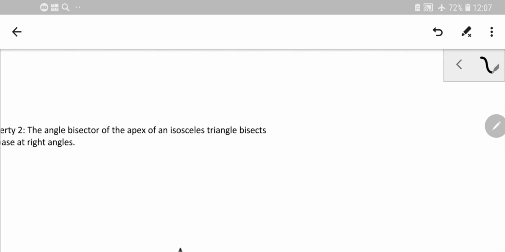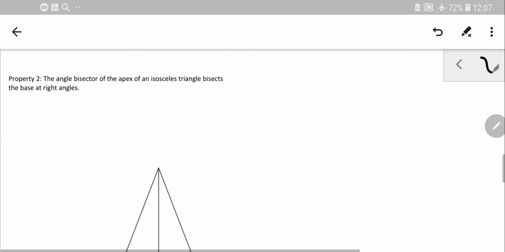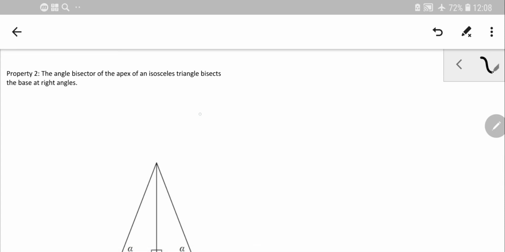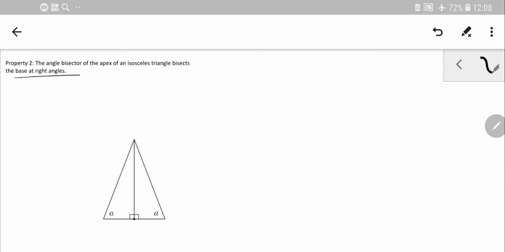All right, so next one: the angle bisector of the apex of an isosceles triangle bisects the base at right angles. Okay, so let's see, we have the angle bisector of the apex. Simply put, we have two equal angles, beta and beta, in an isosceles triangle, so this side is also the same as this side, and we have the base. It also bisects the base at right angles.